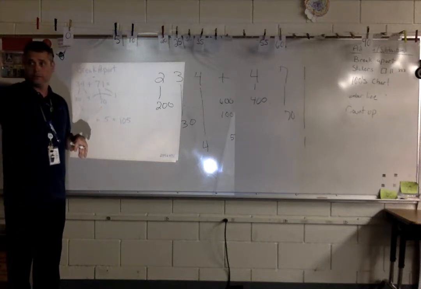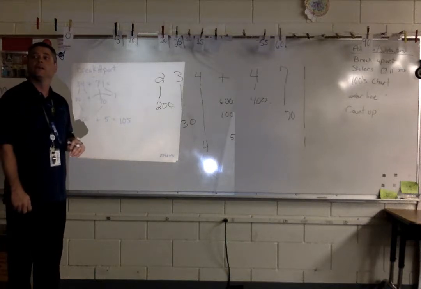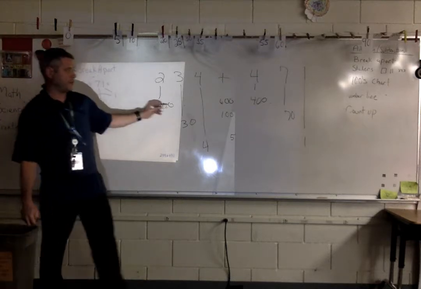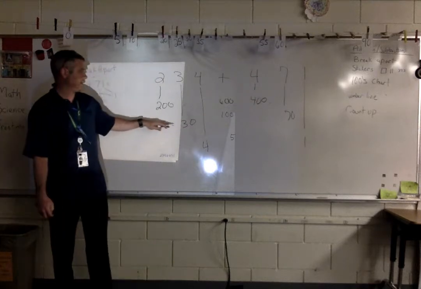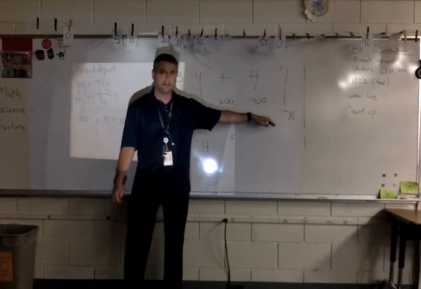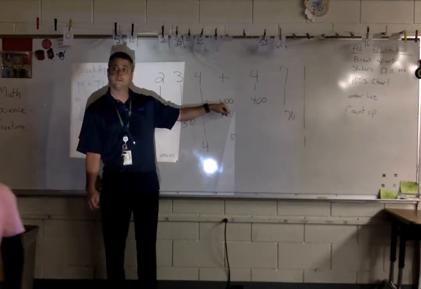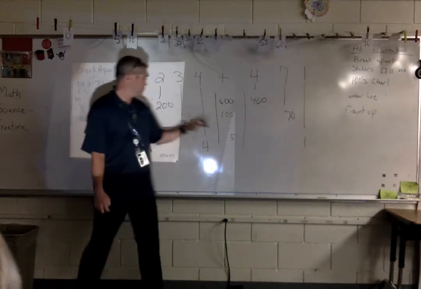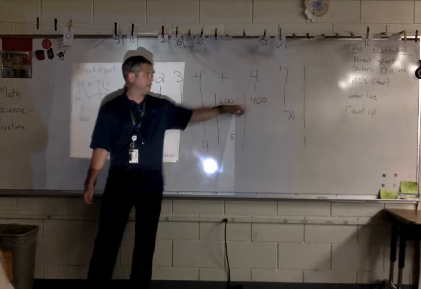Yes, Ian? Where are you putting that? So I've got my lines down for 200 and 400, right? And then I've got my line down for 30 and 70. And then I've got 200 plus 400 equals 600.